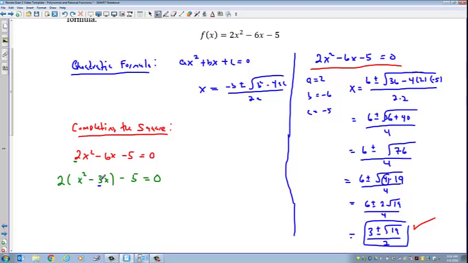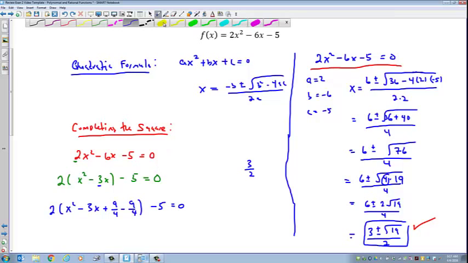But I think it's nice to see how these things work when they're not so nice, because the same techniques work. So half the middle term squared. So what's half of 3? Well, half of 3 is 3 halves, and then you're going to square it. So you square this top and bottom. So we're going to add 9 over 4, and we're going to subtract 9 over 4, in parentheses, minus 5 equal to 0.